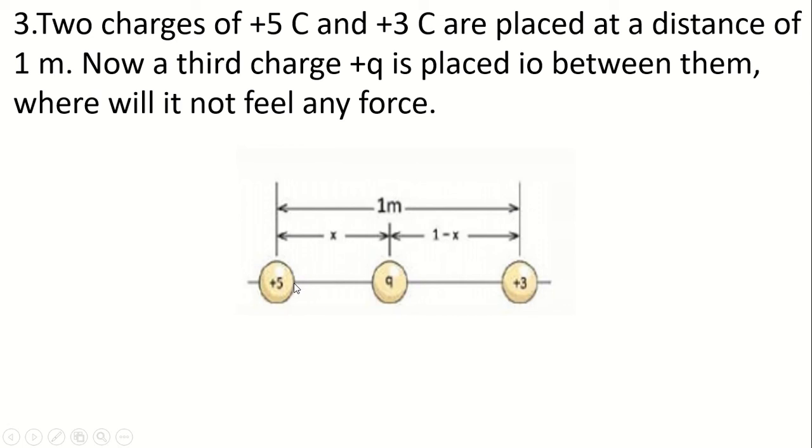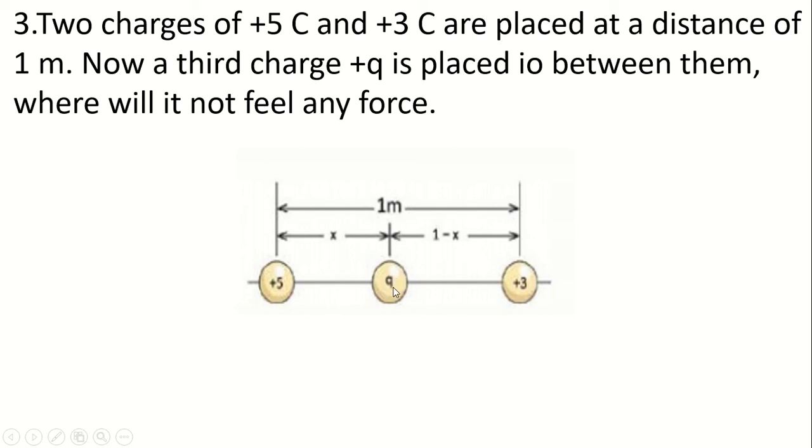Here I have drawn the figure of this mathematical problem. Look, 5 coulomb charge and 3 coulomb charge are placed at a distance of 1 meter from each other, and you will place a charge plus Q coulomb on the line joining the charges. On this line the plus Q charge is placed where it will not feel any force, and the position of plus Q charge is at x meter from the 5 coulomb charge, and obviously it will be 1 minus x meter from the other, because the total distance is 1 meter.